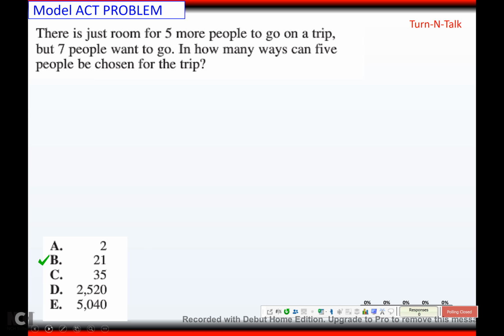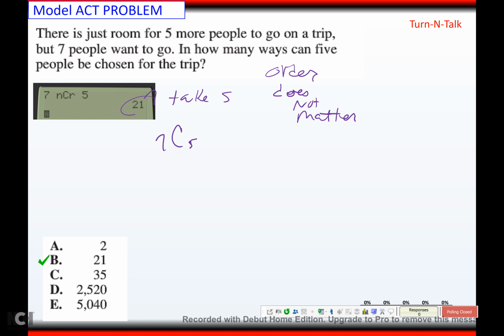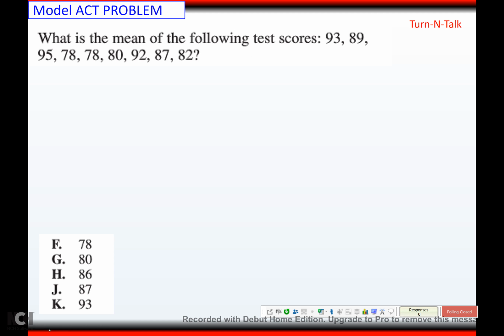And hopefully you got 21. It says there is just room for 5 more people to go on a trip, but 7 people want to go. In how many ways can 5 people be chosen for the trip? You're just choosing them for the trip, not like you are going on the trip and sitting in the front seat, a specific spot. You're just picking, you have 7 and you're taking them 5 at a time, and order does not matter. So we are using the 7C5, the combination, not the permutation, and I get 21. Okay, try this one, hit pause, come back when you're ready.